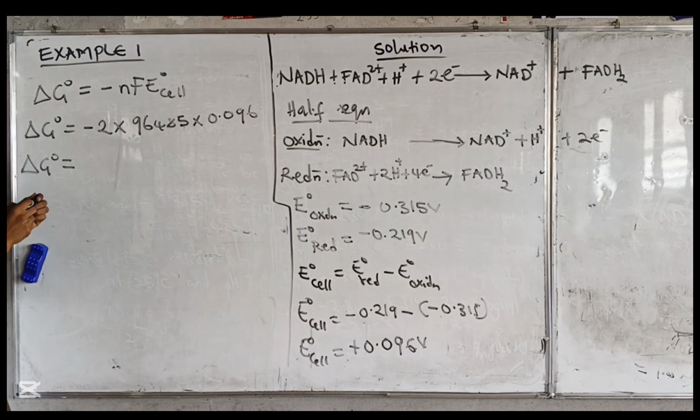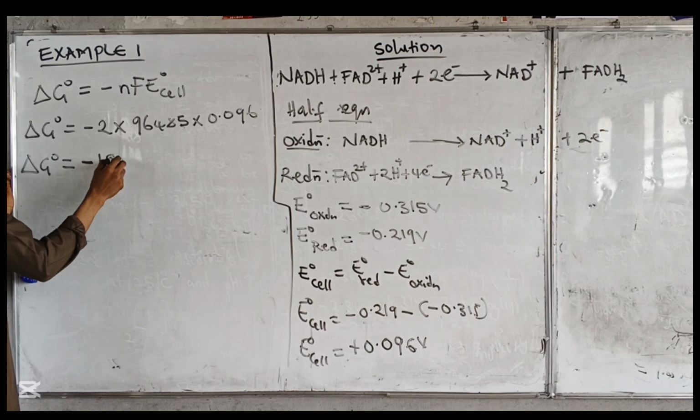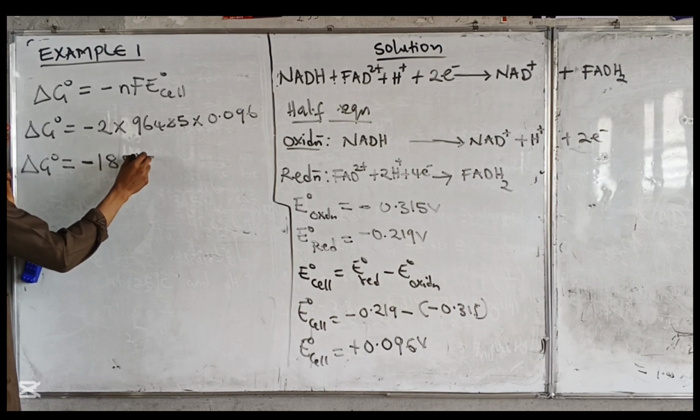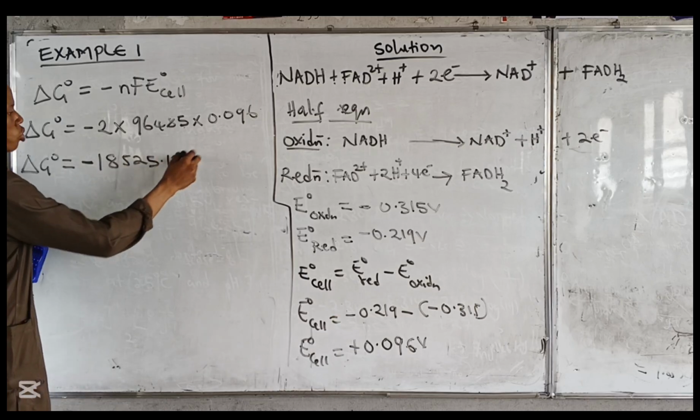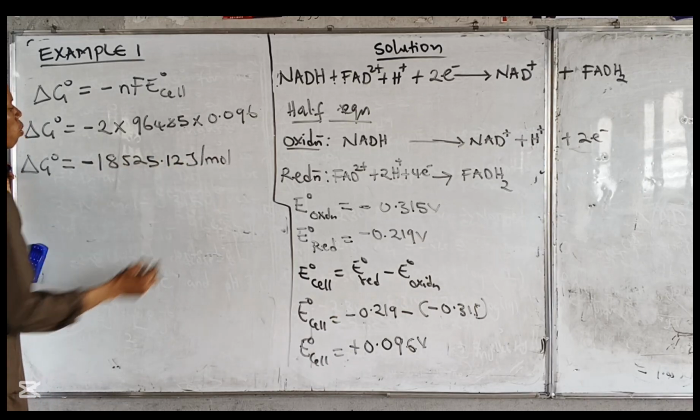Please press your calculator. Minus 18525.12. What's the unit? Joules per mole.